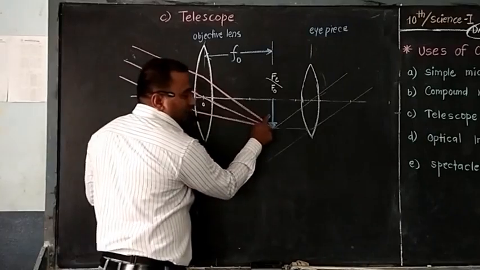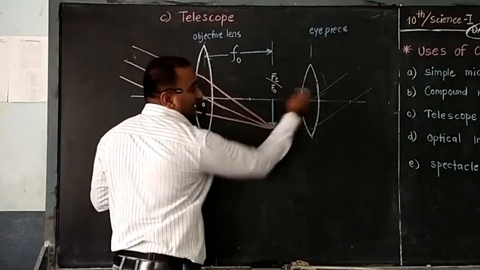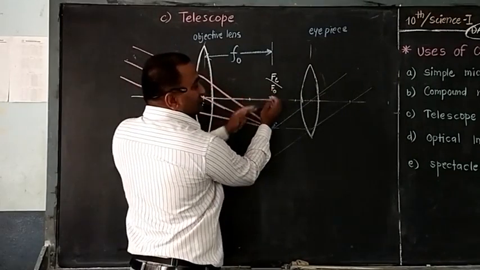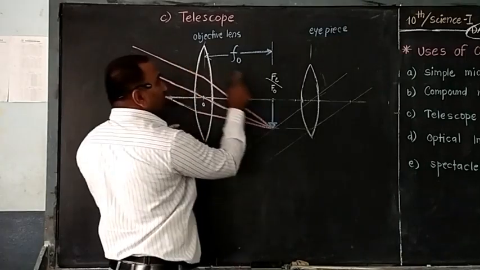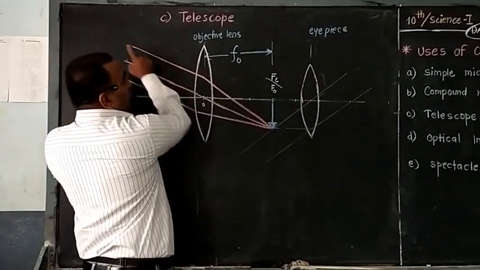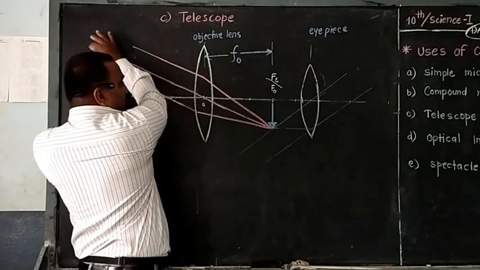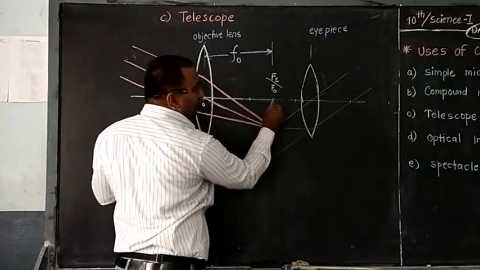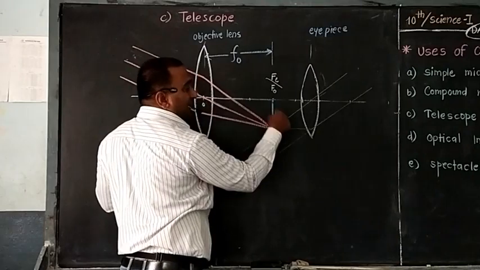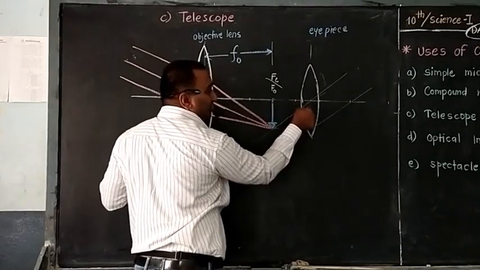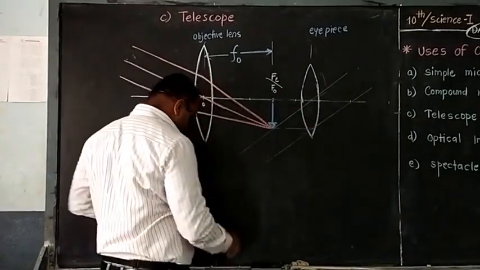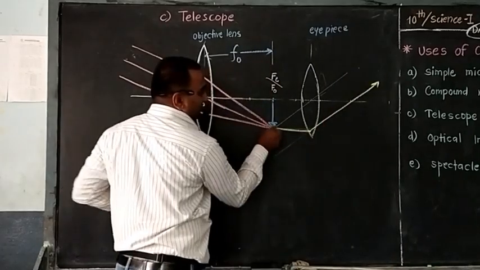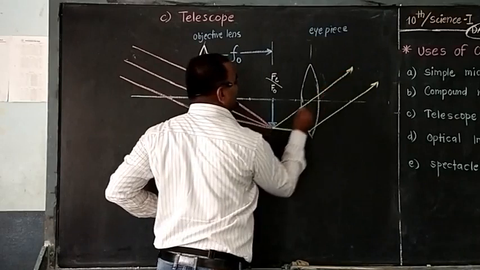And now what is here? This image is used as an object for the eyepiece. One important factor is that both lenses have the same focus. That means this is the focus of the objective lens as well as the eyepiece. So the image created by the object far away from us is exactly at the focus of the objective lens, that is, the focal length. And for this eyepiece, this image is now working as an object placed exactly at the focus of the eyepiece. So the first ray will travel parallel to the principal axis and pass through the focus, and the second ray passes through the optical center without any deviation.